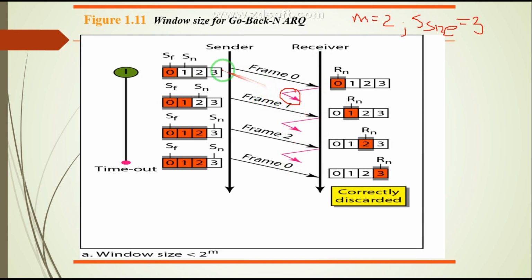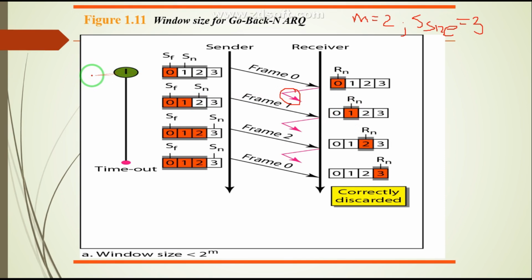So guys, frame 0 has been sent. So Rn is equal to 0. Now, as soon as this frame 0 has been received, and Rn shifts by 1 slot, then over here Rn is equal to 1.